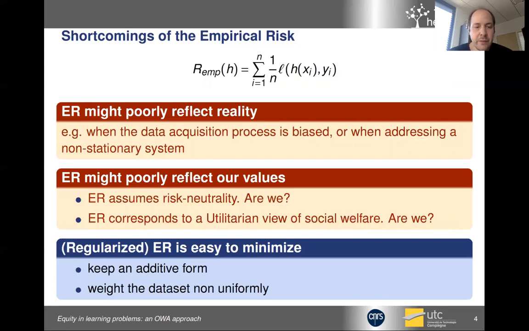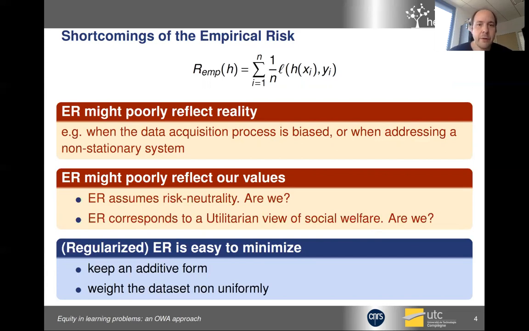Another thing that ERM might do poorly is that it may poorly reflect our values. Empirical risk assumes risk neutrality. So the question is: are we risk neutral? It also corresponds to a very utilitarian view of social welfare. So are we in the case where we want to protect minorities?